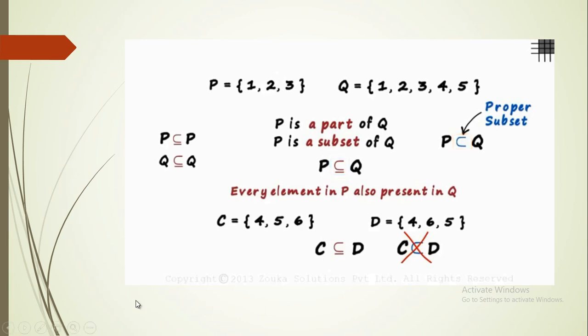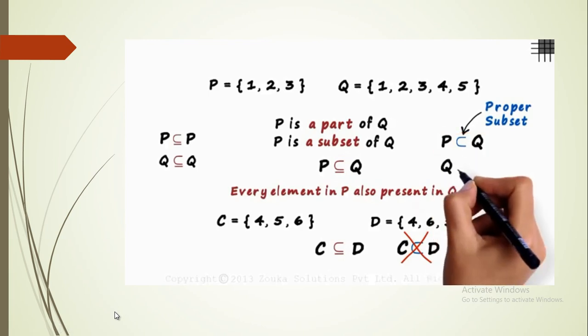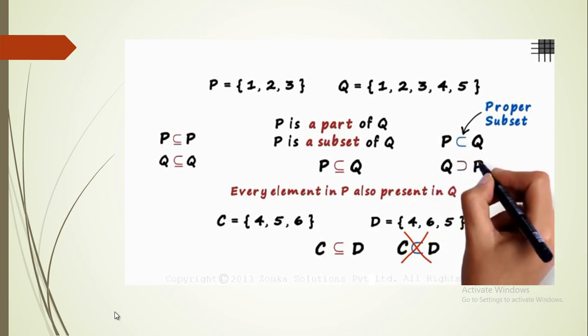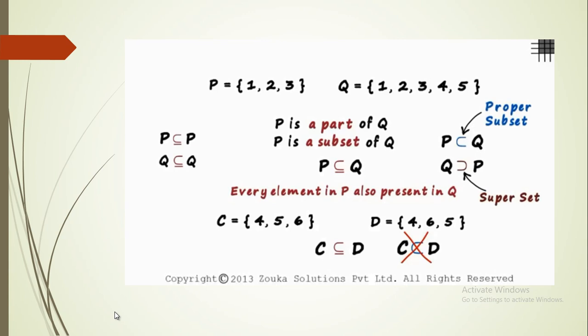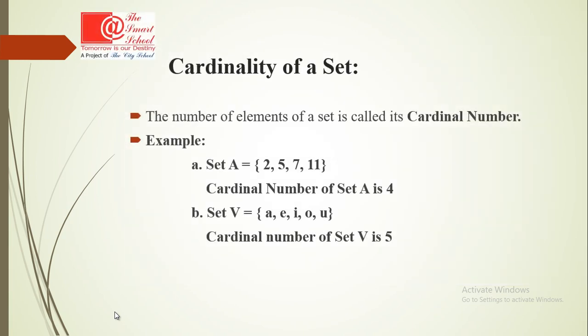Just one last thing we need to understand. Just as we say P is a proper subset of Q, we can also say that set Q is a superset of set P. This symbol is used to represent superset. I hope your concept of subset is stronger now.